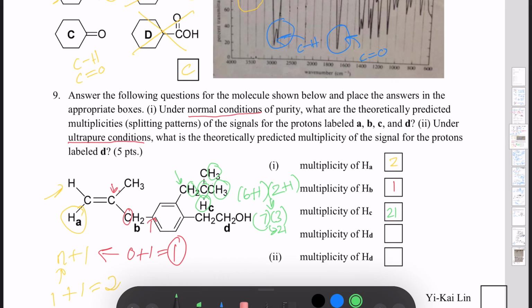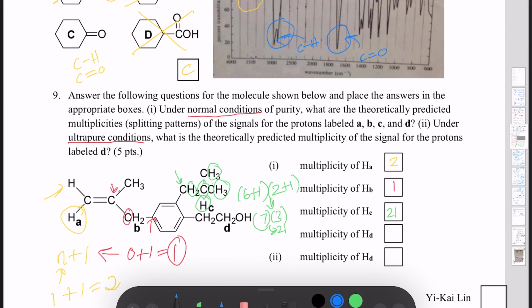So please be careful when you're in this type of scenario, because you don't just use n+1 to get your final answer. If there are different types of chemically equivalent protons that are interacting with your proton of interest, you're going to have to multiply the products of n+1, and each of those terms would correspond to a different type of chemically equivalent proton. So just keep an eye out for that.